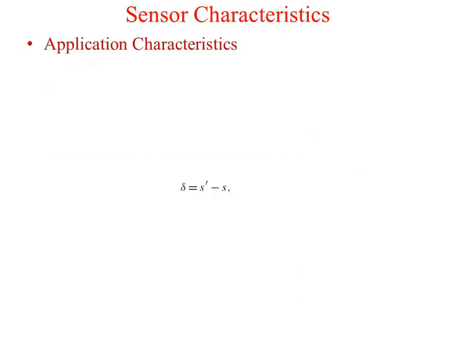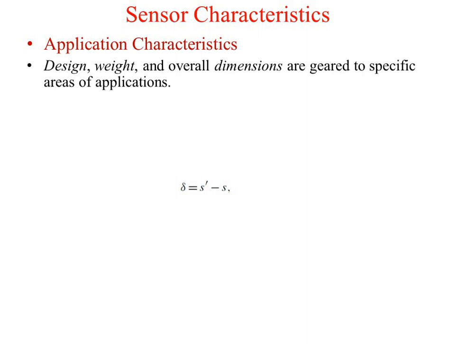Okay. Now we'll talk about the application characteristics. We know that whatever sensor you are designing, its weight and overall dimensions are governed by the application area. Whatever the parameters are, the design of that sensor depends on what kind of application and what kind of circuitry you are designing, and the dimensions will be decided accordingly. So you need to consider all the applications and the circuit you are designing.